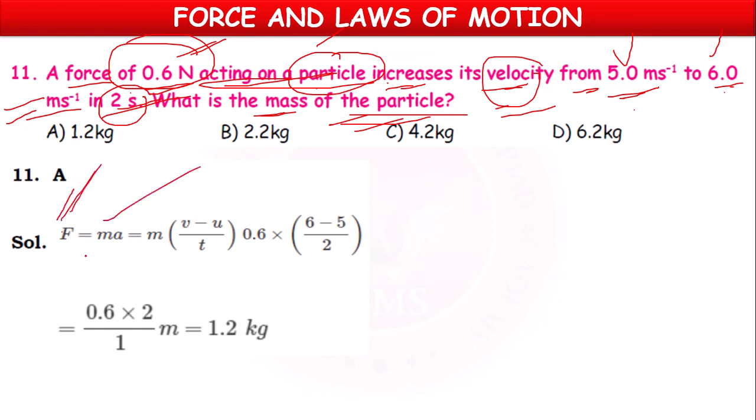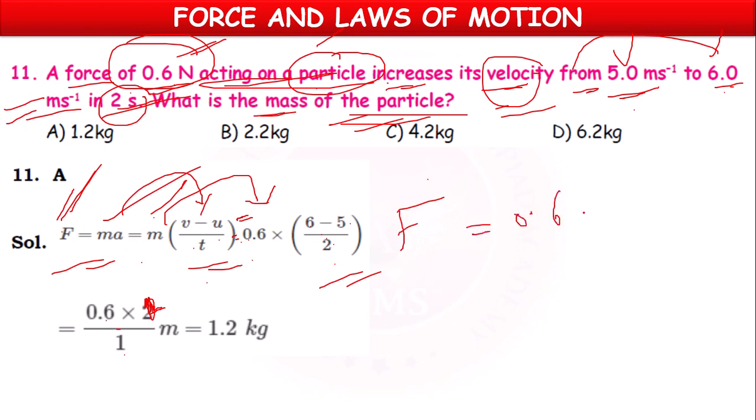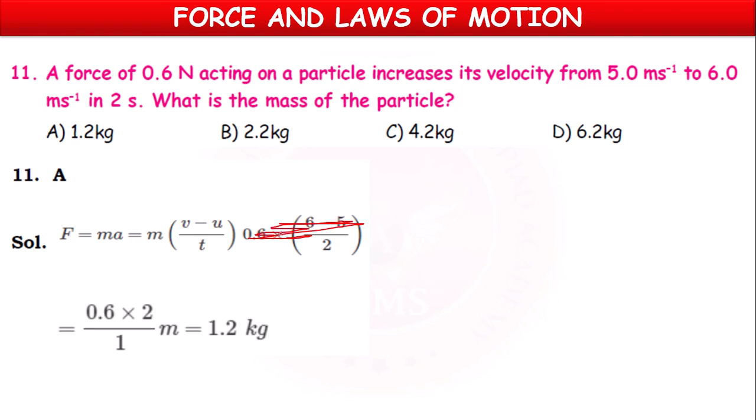So we have the force formula F equal to ma, that is m into (v minus u) by t in the place of a. Here F equal to 0.6 into (6 minus 5), which is 1, by 2. Sorry children, here it is not mass, erase this step.